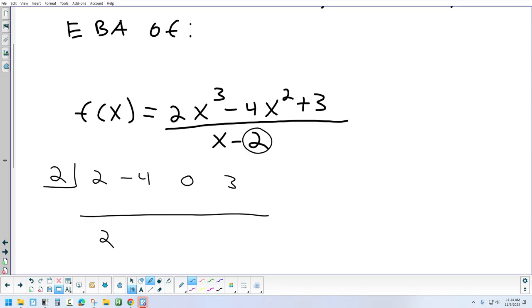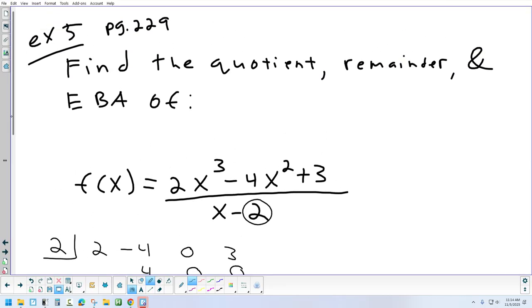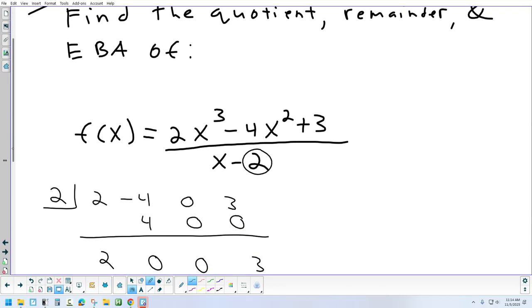And where do I put that? Onto the -4. Okay, and what do we do with that column? Add it up. 0. And we're going to keep repeating that until we're done. So 2 times 0 gives me 0. Add the column up. 0, 0. And then 2 times 0 again. And 3. Okay. So now we've got everything that we need to find the quotient, the remainder, and the EBA.